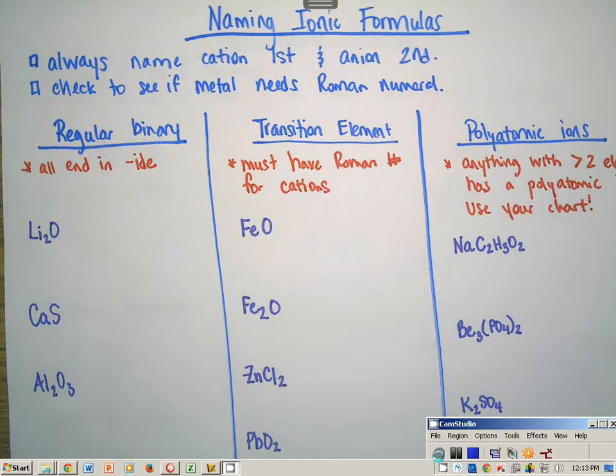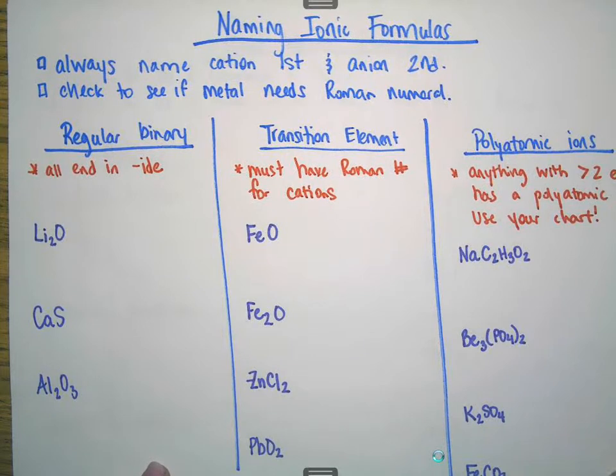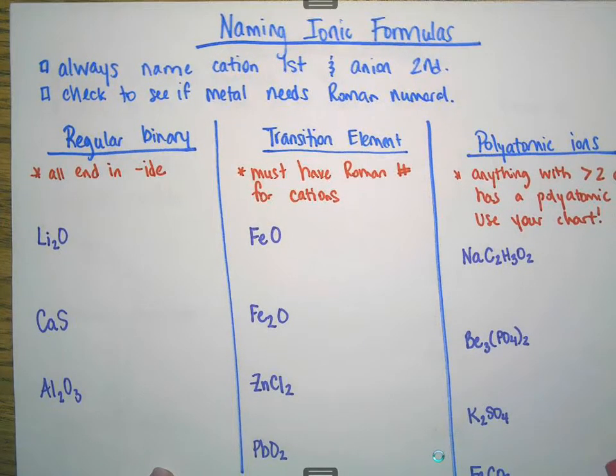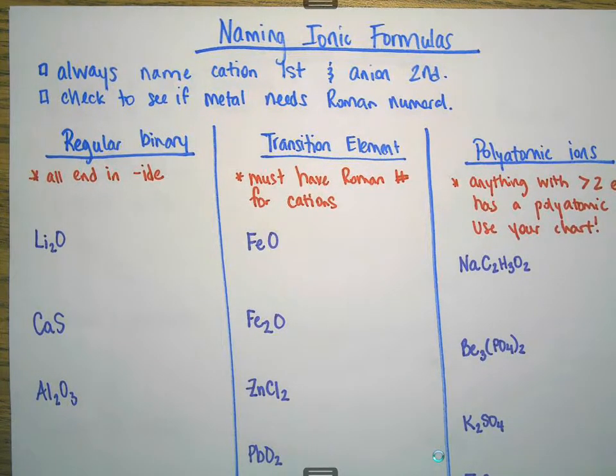Okay, this video is going to explain how to write the names of ionic compounds. I've grouped it together in 3 different groups, kind of like we've been writing the formulas. And then I have a couple of reminders up here at the top that need to be followed every single time you do this. The first one says always name the cation first and the anion second. The second one says for every single one of these, you need to check to see if the metal needs a Roman numeral or not.